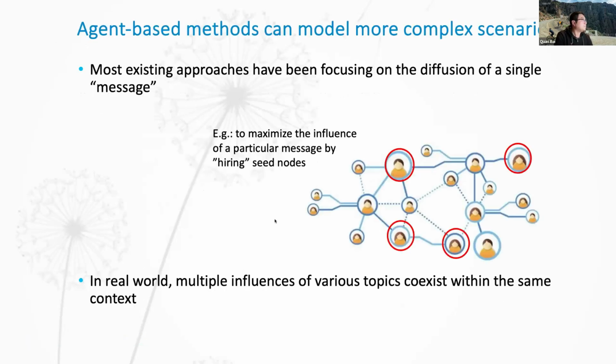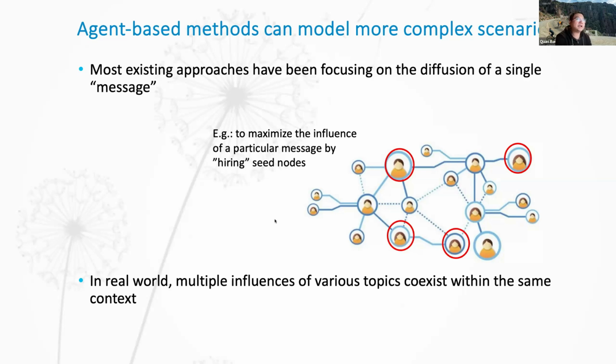So why do we need agent-based modeling for influence propagation? By using agent-based propagation modeling, we can simulate or model more complex scenarios. For example, in the classic approach, it can normally only be used to simulate the propagation of a single opinion or single message in a social network.